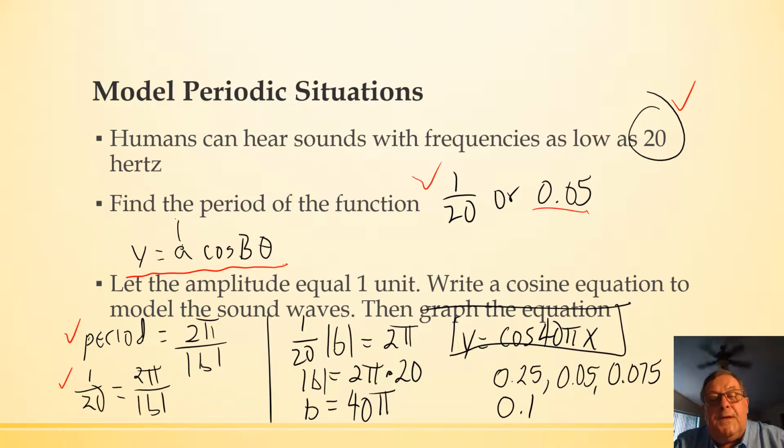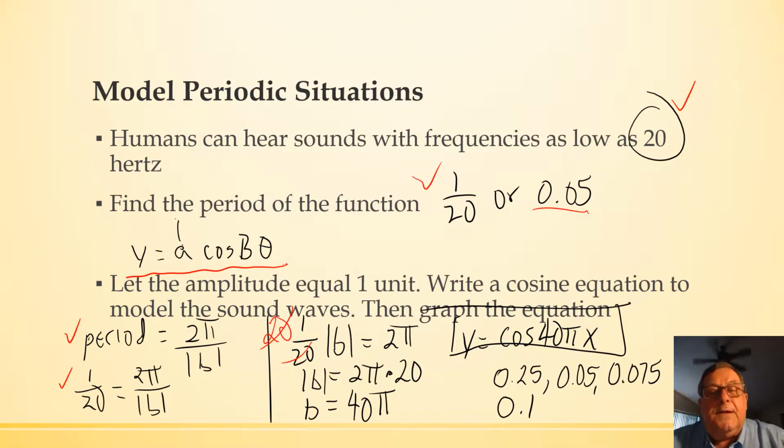And to solve for B, we multiply both sides by the absolute value of B. So we get 1 over 20 times the absolute value of B equals 2 pi. And if we then multiply both sides by 20, that would allow this to cancel to 1. That would leave us with the absolute value of B equals 2 pi times 20, or B equals 40 pi. All right, so our amplitude is 1. So here's our equation: y equals the cosine of 40 pi times x, or theta.